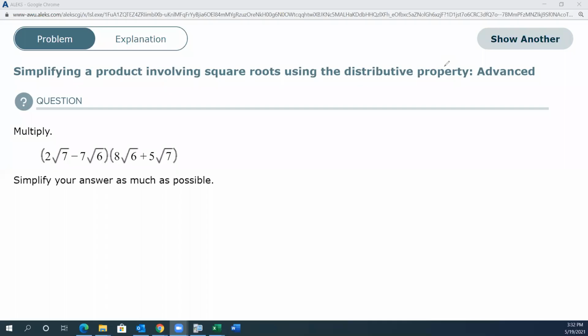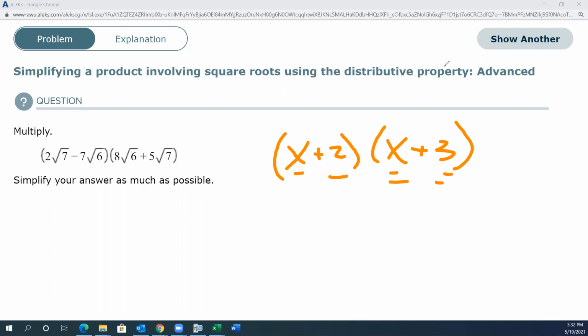Okay, now on this one, it's similar to things you've seen in the past, like x plus 2 times x plus 3. And we said, oh, we got to multiply it out. So you have 2 boys, 2 girls. Every boy dances with every girl. Some people call it FOIL. So you'd have x times x, x times 3, 2 times x, 2 times 3, and you do all the multiplications and everything is wonderful and good.